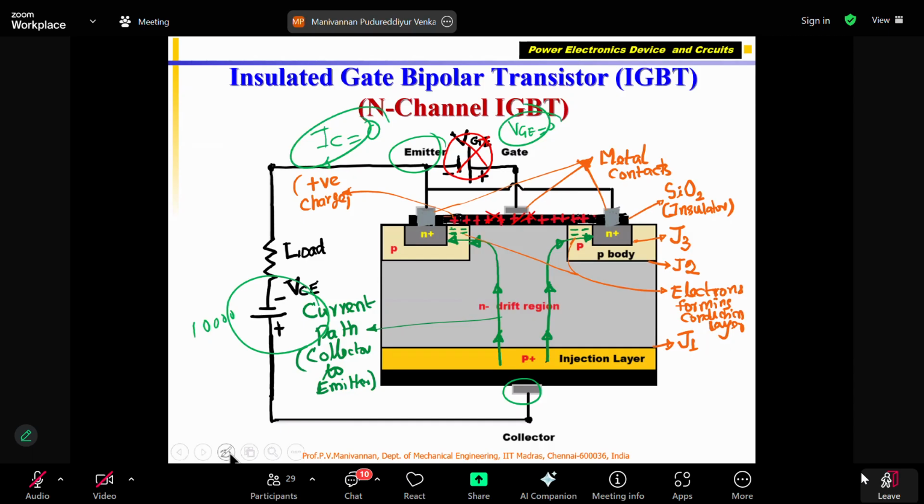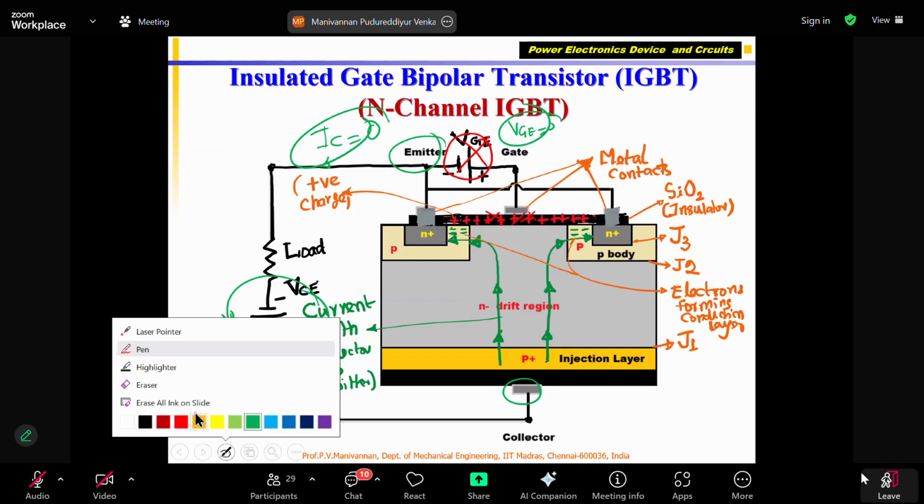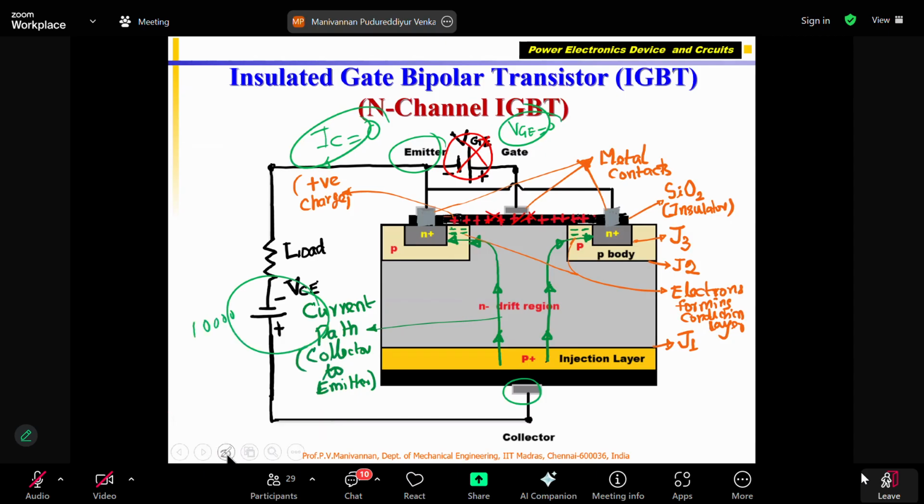Now what I did, I wanted to see that current flows through my load. That means I want to make my IGBT conduct. Then what I did, I applied a voltage. For example, I applied 5 volt. Correct? I apply 5 volt. Once I apply it, immediately positive charges come to one side of this insulator. Please note that this positive charge can stay there because there is an insulator. Because of that, negative charges are attracted.